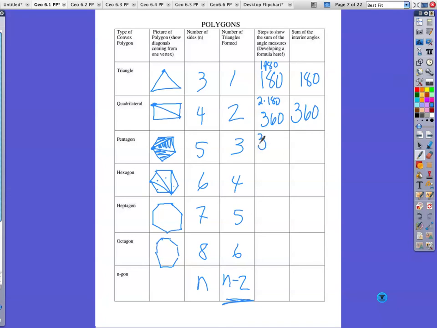Pentagon, I have 3 triangles times 180. 3 times 180 is 540. Okay, I have 4 triangles in a hexagon. Each one of those is 180 degrees, so I have 4 times 180. That's 720 degrees. It's the sum of the interior angles of that polygon. It's not going to change. And by the way, I don't have anything written up here that says it has to be a regular polygon.